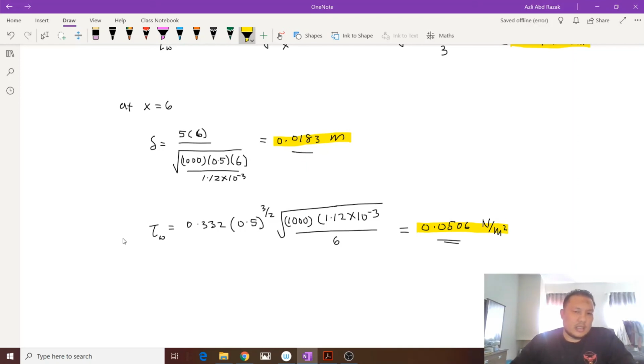Okay, that's that. I think this is an easy example, and I hope that you can understand this. We use totally the Blasius solution to solve this. Why? Because they did not mention what type of velocity profile, so we assume that we use the exact solution, which is the Blasius.